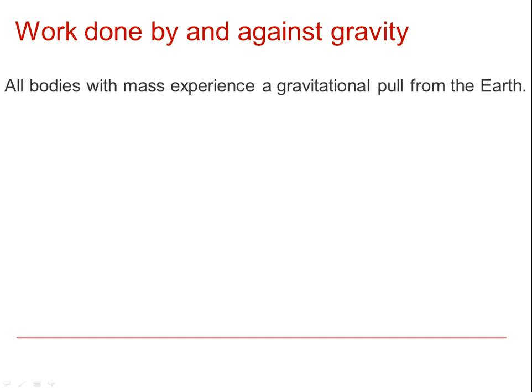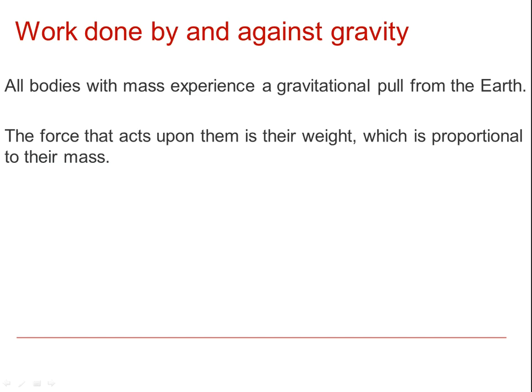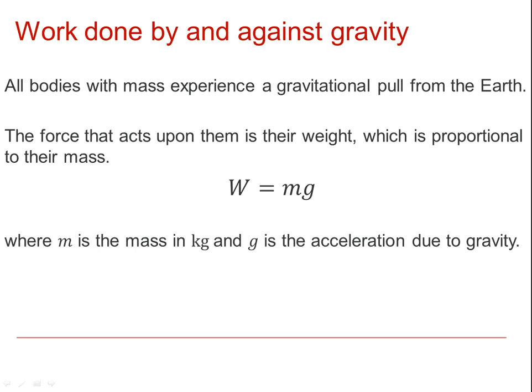We know that all bodies with mass have a force acting on them, which is the gravitational pull towards the Earth. So the force is proportional to the mass and is equal to the mass multiplied by the acceleration due to gravity. So we have that W, the weight, is equal to mg. M is the mass in kilograms, g is acceleration due to gravity, which we normally take to be 9.8 meters per second squared. It does vary from place to place, so this is an average, and sometimes it can be approximated to 10 meters per second squared.